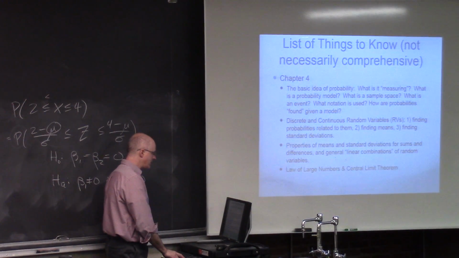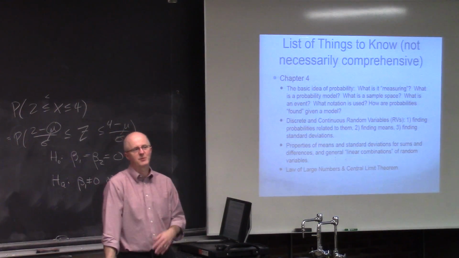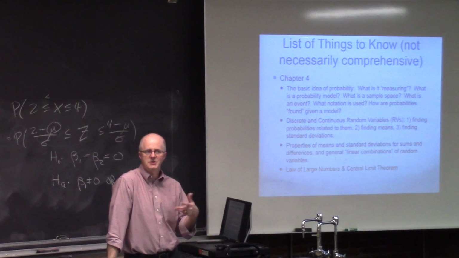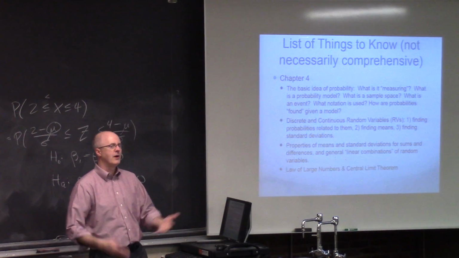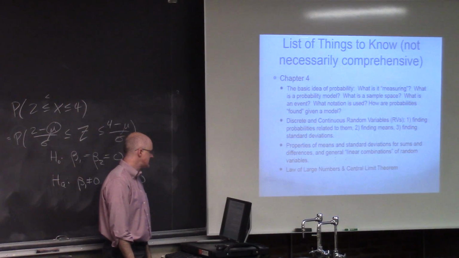Chapter 4 gets into probability theory. What is probability? What are random variables? How do you find their means and standard deviations? For discrete ones, we had formulas. For continuous ones, you really need calculus to find the means and standard deviations. So you were just trusting me on, for the normal curve, for example, the mean and standard deviation formulas. Actually, we didn't calculate them. You're just given them.